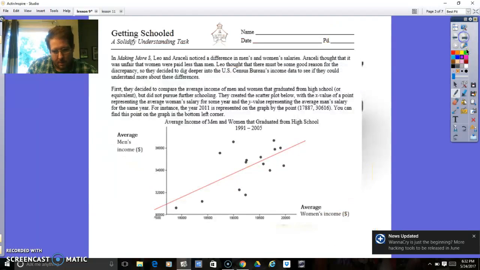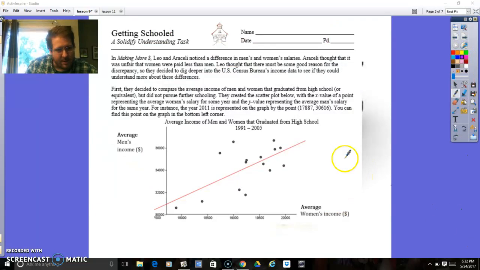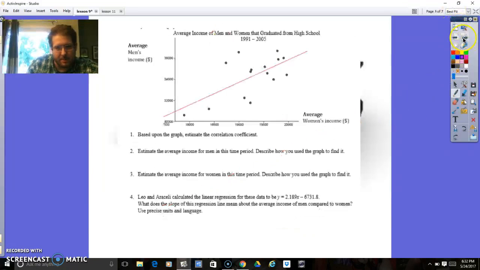So in this lesson, Leo and Araceli are noticing differences in salaries, and they want to make some assumptions based upon what they see. Based upon the graph, estimate the correlation coefficient. Now, this is pretty weak. I'm going to say that a lot of these have pretty big residuals. So I'm going to assume that this is going to be about a 0.6. That's just my guess. I don't think it's very strong. It's pretty weak. It's kind of in the middle, maybe 0.5. Maybe I'm giving it too much.